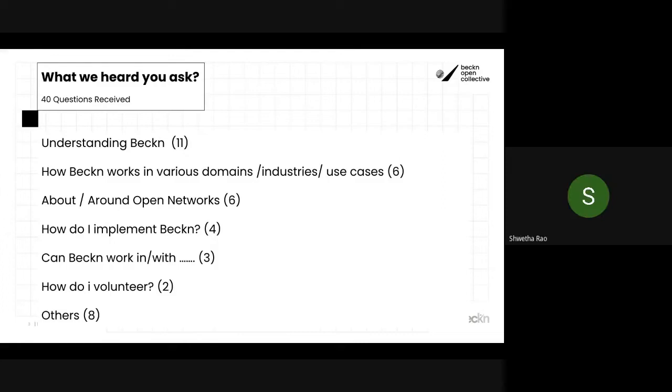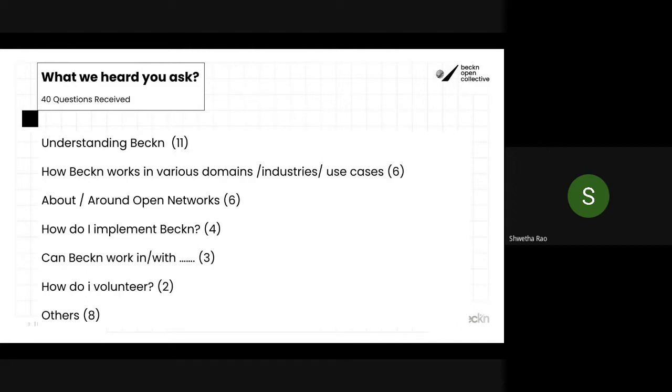Beckn. A lot of you have just started looking into this. So there were a bunch of questions about understanding what the protocol is all about, trying to deep dive into the industries or domains that the Beckn protocol is delving into, or understanding the various open network implementations that Beckn protocol is a part of, various national level implementations or networks that you may have heard about, questions around them, and then questions around how you implement your products using Beckn protocol, and how you could work with building various implementations on Beckn, and then how you volunteer with us.